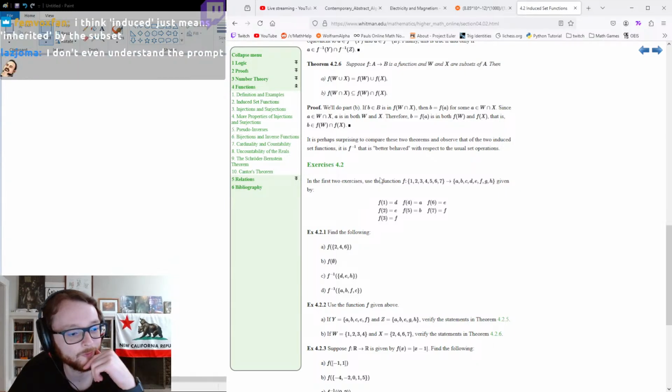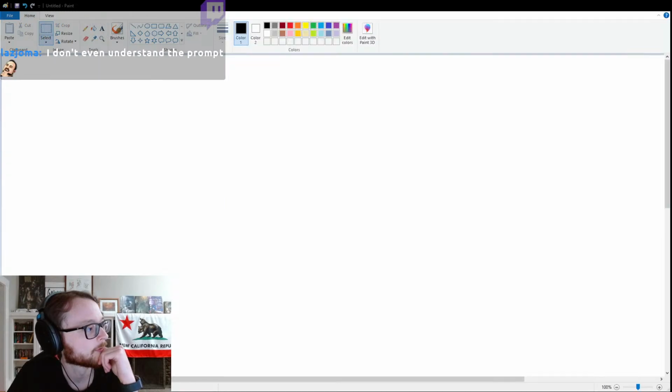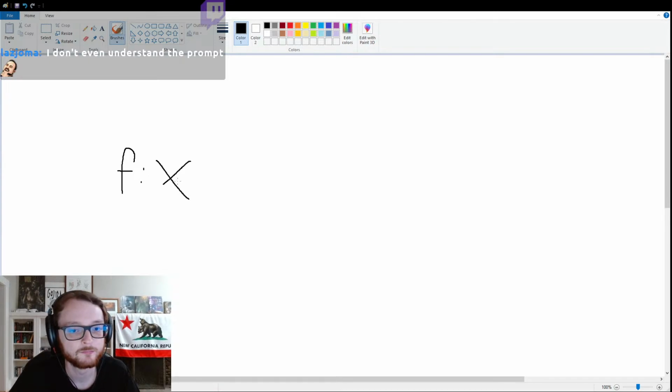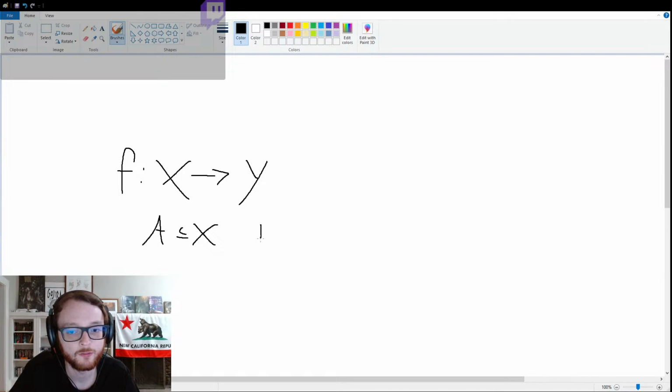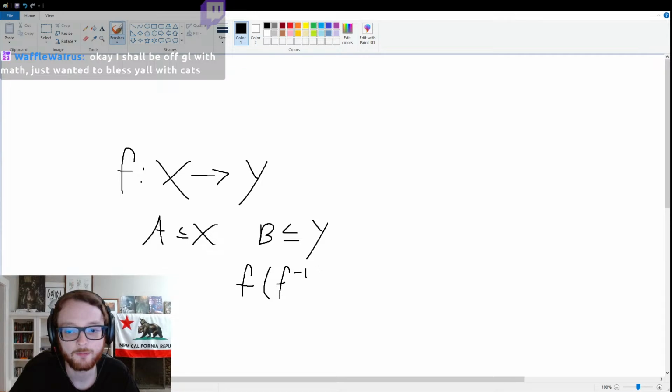A proper subset of B? That seems so weird. Like, you have a function that maps X to Y. You have A as a subset of X. B is a subset of Y. Why would F of F inverse of B be a proper subset of B?